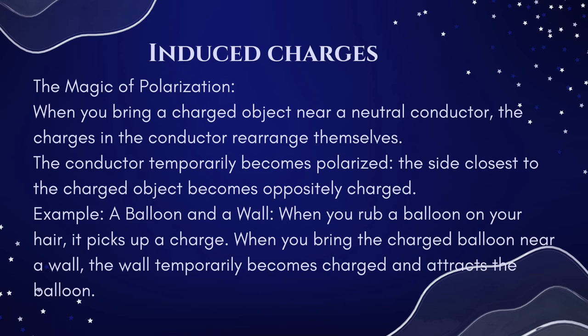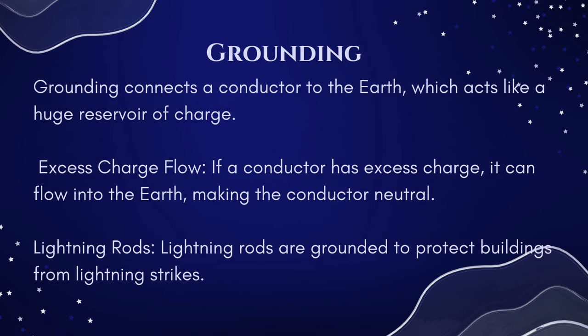So in short, when you bring a charged object near a neutral object, the charges in the conductor rearrange themselves. The side of the conductor closest to the charged object becomes positively charged, like the iron becoming magnetic. We have also grounding, which connects a conductor to the earth, which acts like a huge reservoir of charge. So excess charge flows. If a conductor has excess charge, it can flow to the earth, making the conductor neutral. So grounding is like connecting a conductor to a reservoir.